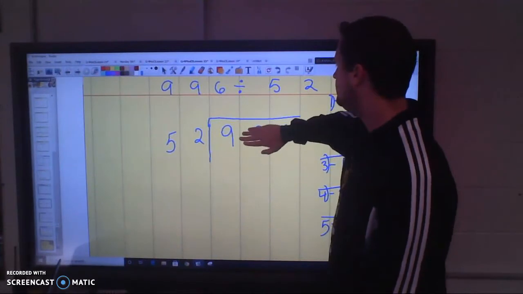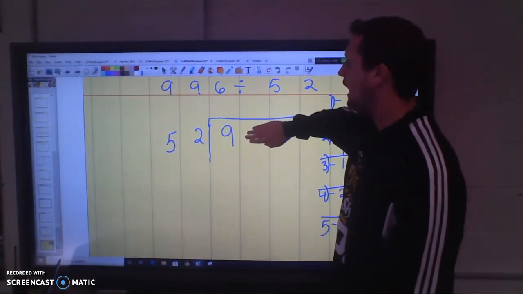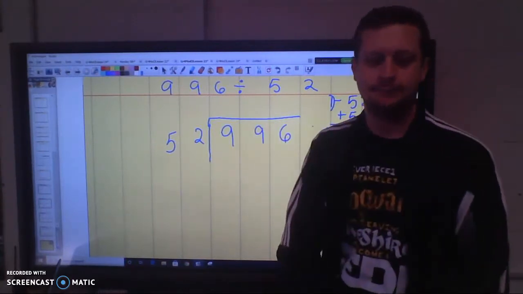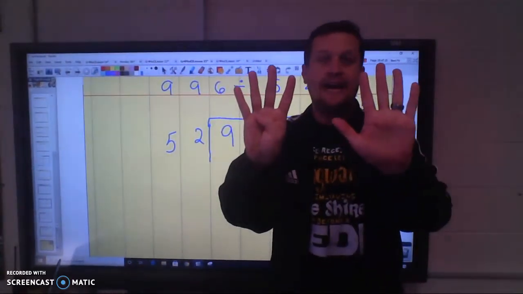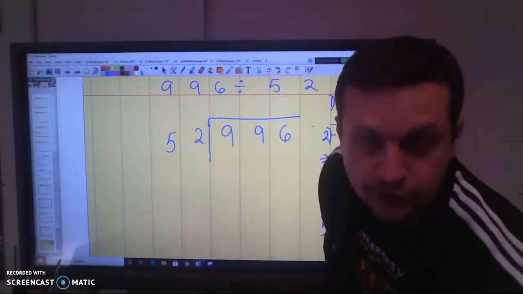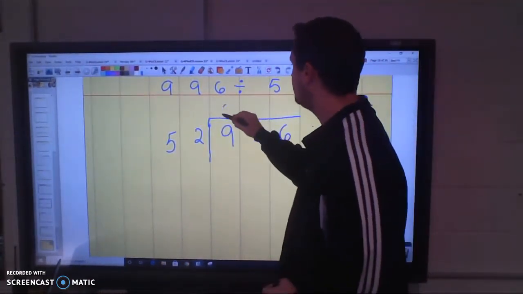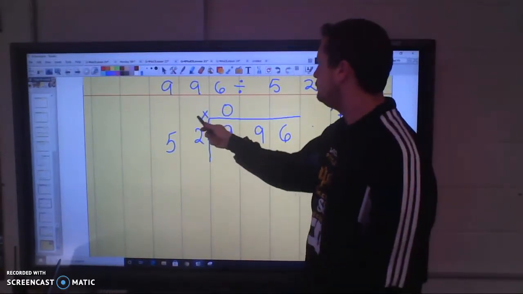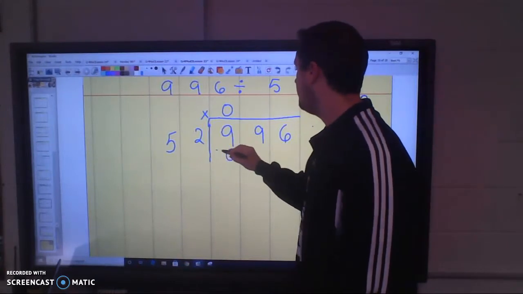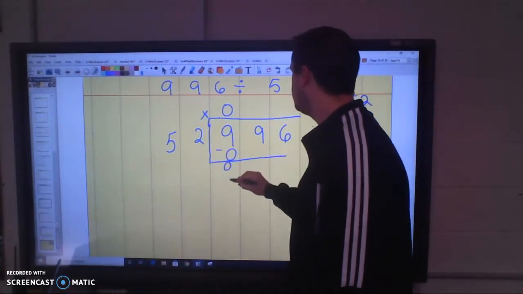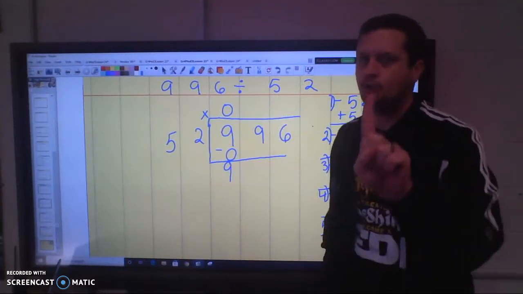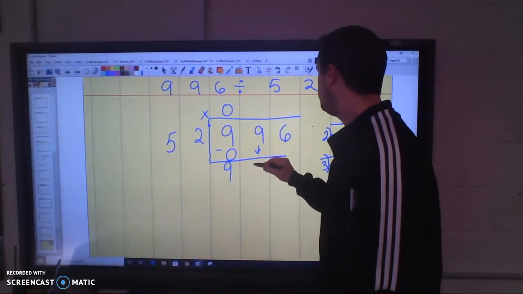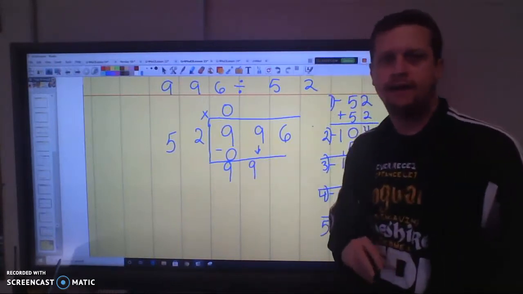You look at just the 9. Well, how many groups of 52 can you make out of 9? Not possible. If I've got 9, I can't make a group of 52 out of that. So if that's not possible, we put a 0 at the top. I like to always put my multiplication sign. 52 times 0 is 0. 9 minus 0 is 9. And I bring down 1 digit. Don't bring down all of them, just 1. So now I have 99.